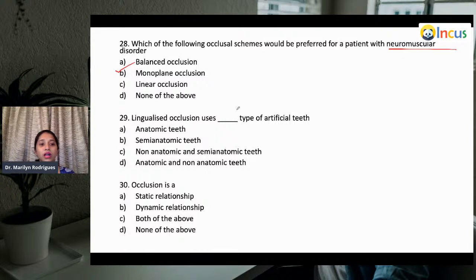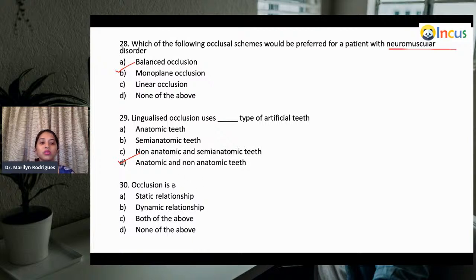Question number 29, lingualized occlusion uses which type of artificial teeth. Anatomic, semi-anatomic, non-anatomic and semi-anatomic, or anatomic and non-anatomic. So the answer to this is 29D, anatomic and non-anatomic. They use anatomic teeth in your maxillary arch to give a prominent palatal cusp, which occludes with your non-anatomic mandibular teeth in the fossa. Okay, I had explained to you all about lingualized occlusion before also. So the answer to this is D, 29D.